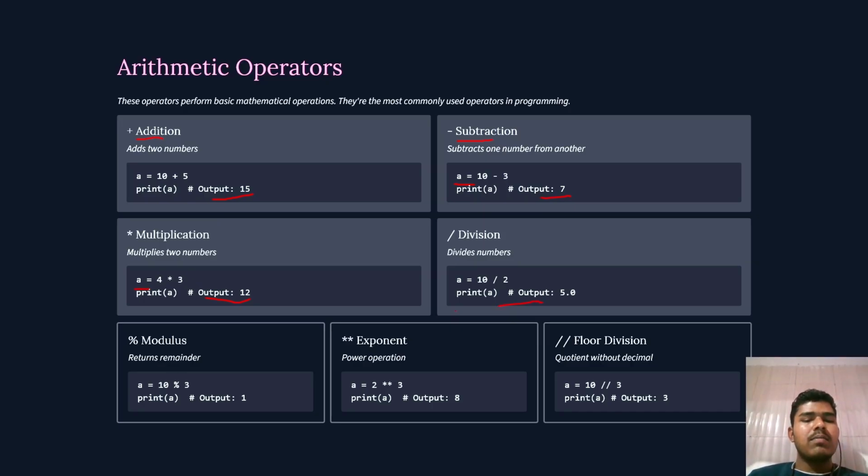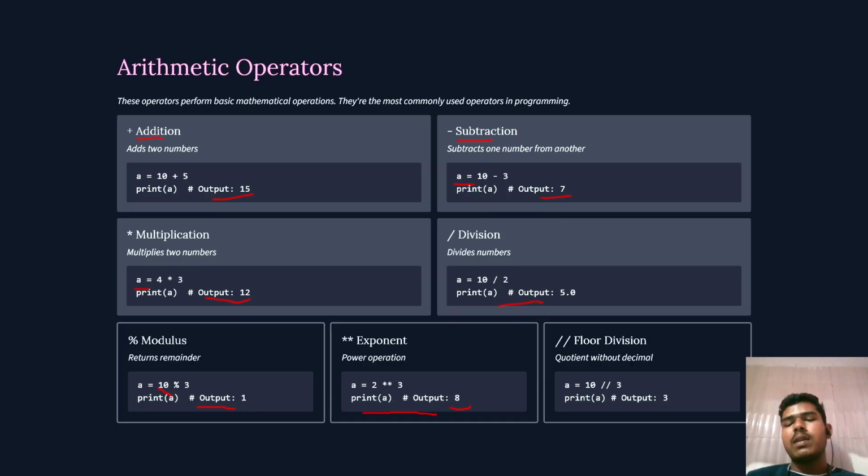In fifth, modulus means when we divide any number like 10 divided by 3, then we get remainder is equal to 1. Like 3 into 3 means 9. The quotient is 3, then we get remainder is 1. Okay, so the sixth one is exponent, power operation, means a is equal to 2 double star 3, means the output is 8, means 2 into 2 is 4, then we multiply 4 into 2, then we get 8.